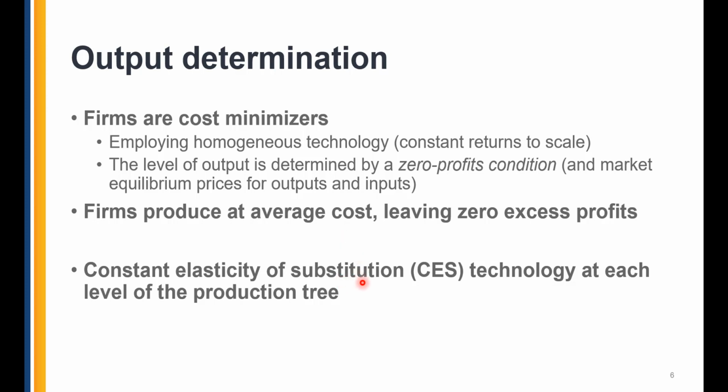And then, as we've already mentioned, the CES technology is employed at every level of the production tree. And so we have CES in 3 different places, as we've talked about, and that nesting of the CES yields some conditions that we'll have to think about later on when we get into some advanced ideas about parameterizing a model.